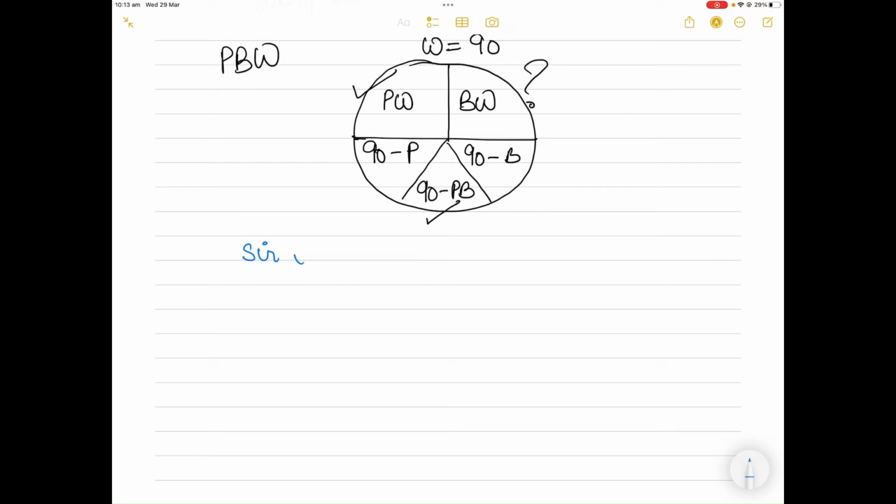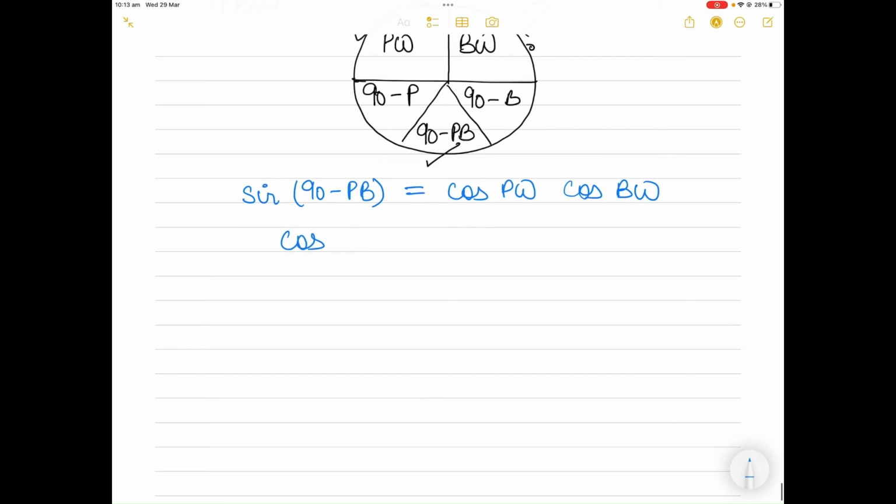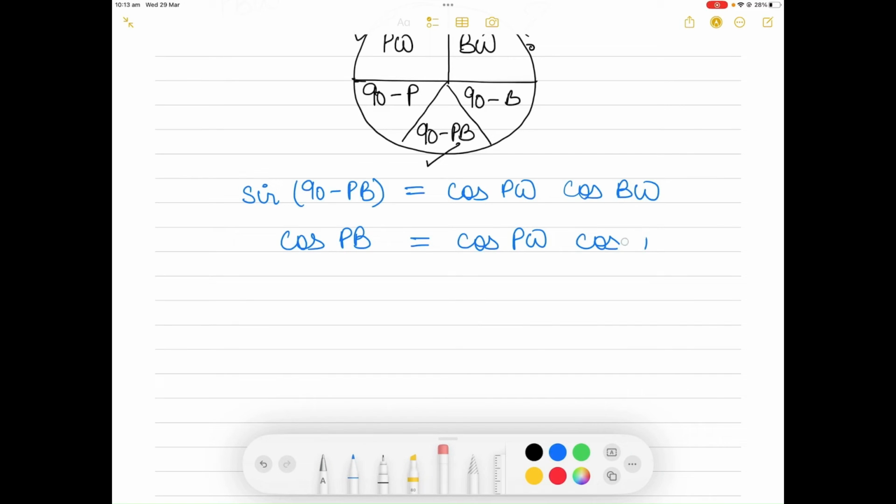Now they are not adjacent to one another, so I will use the rule of cosine. So sine of 90 minus PB becomes the mid part, and what is opposite? Cos of PW multiplied by cos of BW. Now sine of 90 minus PB can also be written as cos of PB, and this is still cos of PW and cos of BW. Now BW is the one I want to find out.